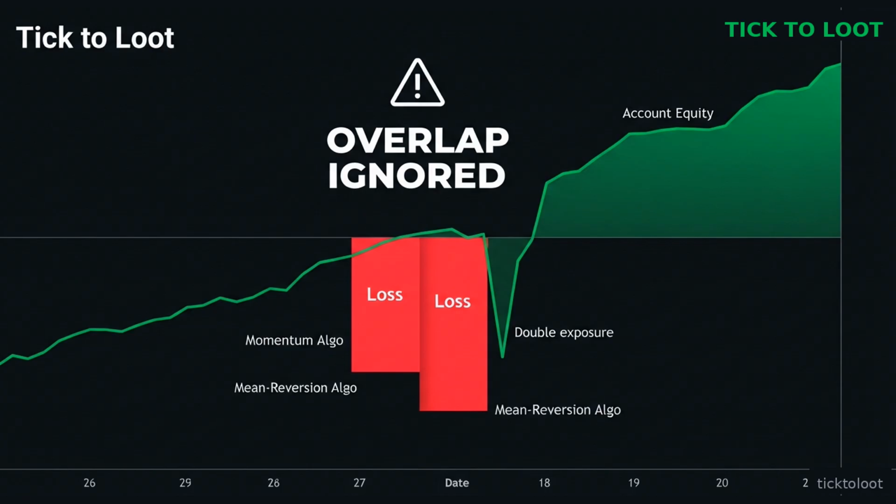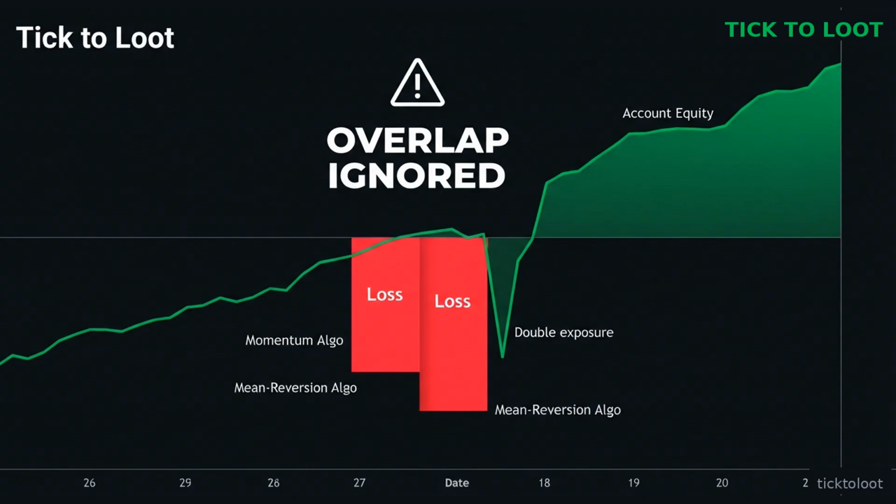simultaneously. Since you didn't realize they were correlated, the combined loss is not just 2%, but roughly 4% of your account because the losses add up. The green equity line on the chart drops sharply, illustrating how your account value shrinks faster than you expected. This mistake is called ignoring overlap. You assumed the trades were separate, but in reality, they overlapped and doubled your risk. The consequence is a larger drawdown, which can be painful for a beginner who is still building confidence.